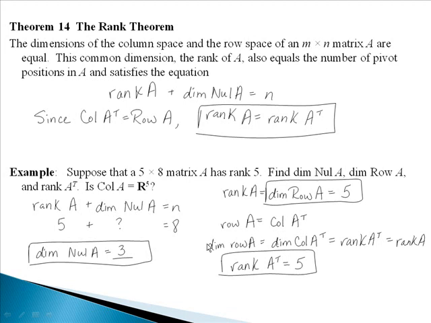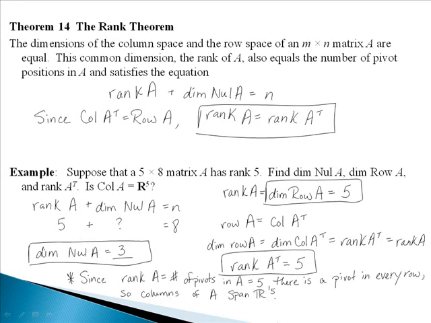So we found those three parts, and now we need to answer our question: is the column space of A equal to R5? Since the rank of A, which is the number of pivots in A, is equal to 5, then that means there's a pivot in every row. Since it's a 5 by 8 matrix, then we have 5 pivots. There's one in each row.